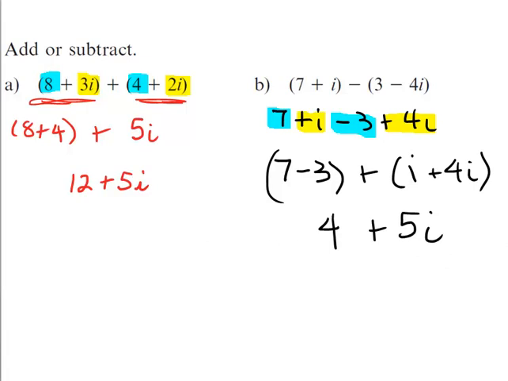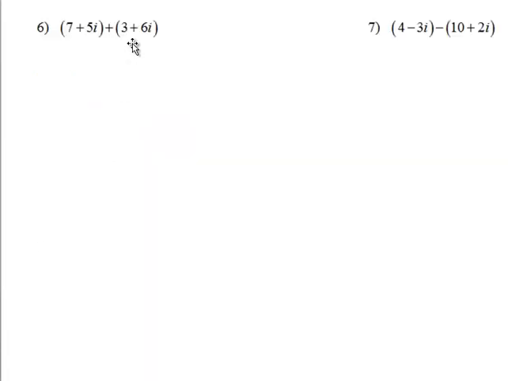Okay, let's take a look at some more. Here again, I'm going to look for like terms. First of all, I can drop the parentheses because all I'm doing is adding here. So my real numbers are here, my imaginary numbers are here. For real numbers, I've got 7 plus 3 is 10. And for imaginary numbers, I have 5 plus 6 is 11.